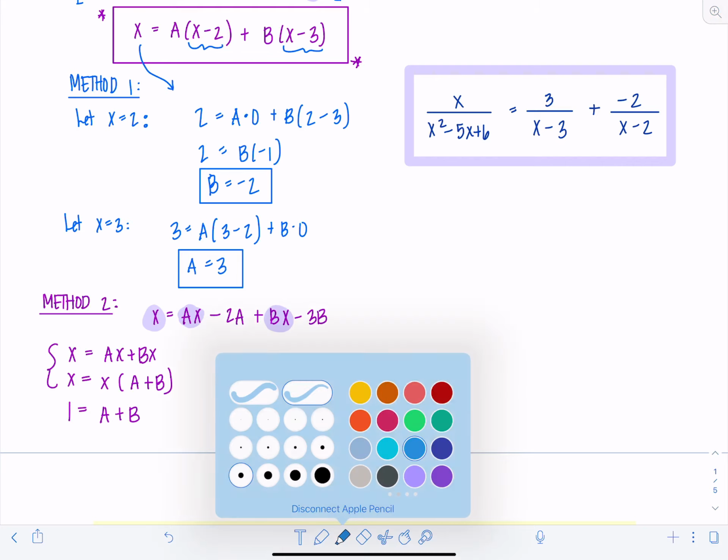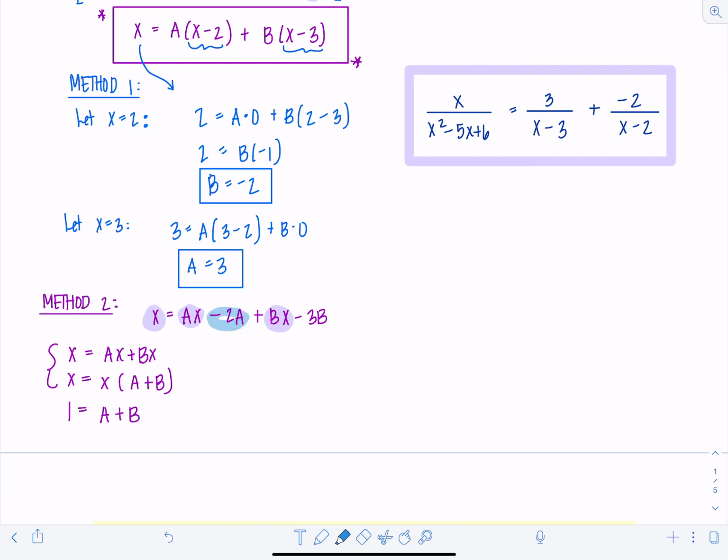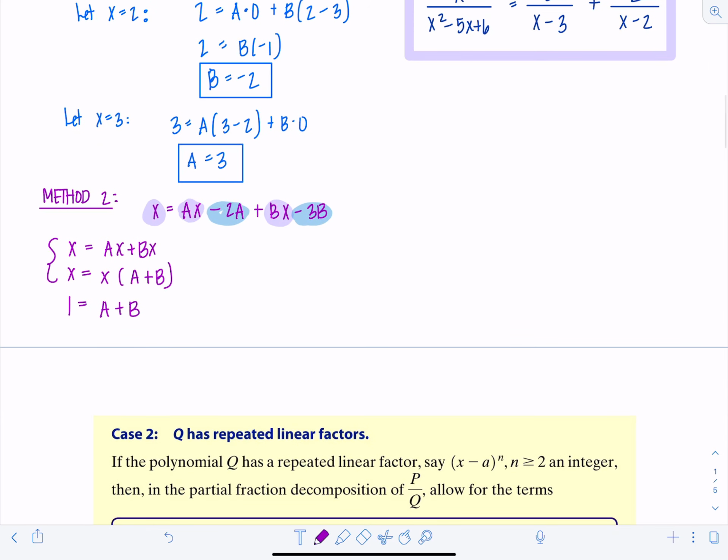Then notice here, negative 2a and negative 3b are constants. They're not attached to any variables. And what is the value of the constant on the left-hand side? Well, I don't see one, so it's 0. So also 0 is equal to negative 2a minus 3b. And now we're in a situation where we have a system of two equations with two variables. Here's equation 1, here's equation 2, and I can solve this system however I want.